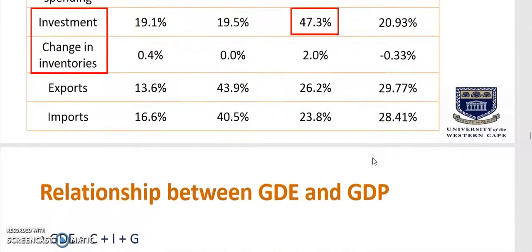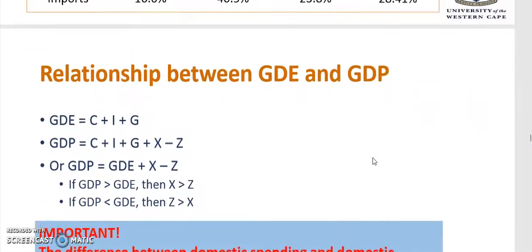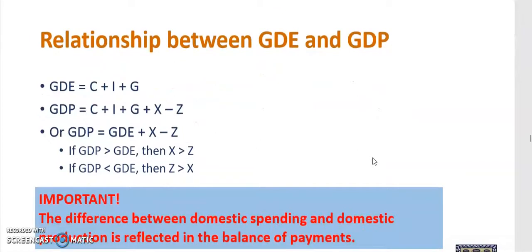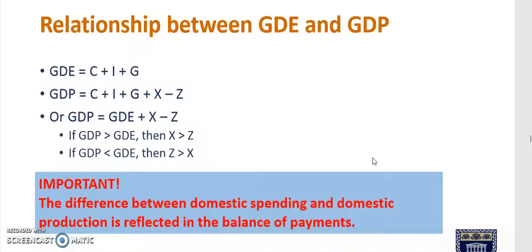Moving right along to the relationship between GDP and GDE. So GDE is equivalent to C plus I plus G, as we have explained earlier on, and then GDP is equal to C plus I plus G plus X minus Z. So if you have your GDE and you want to get your GDP, you can simply add X, then subtract Z, and you will get your GDP.